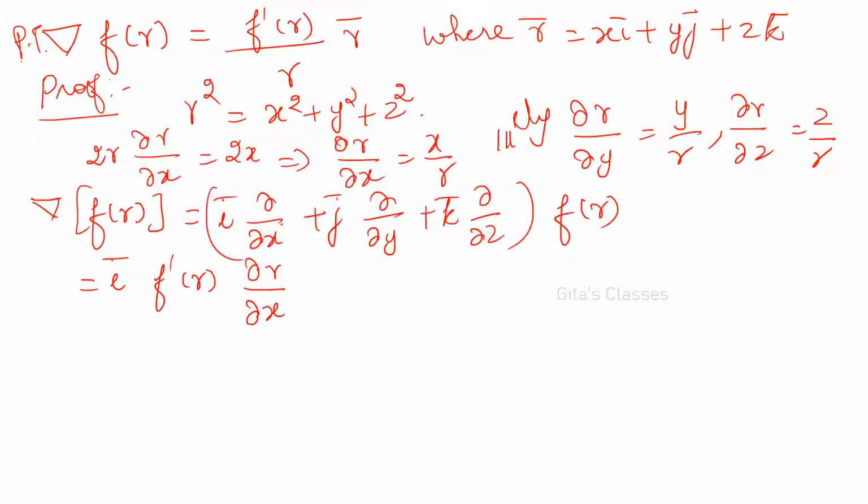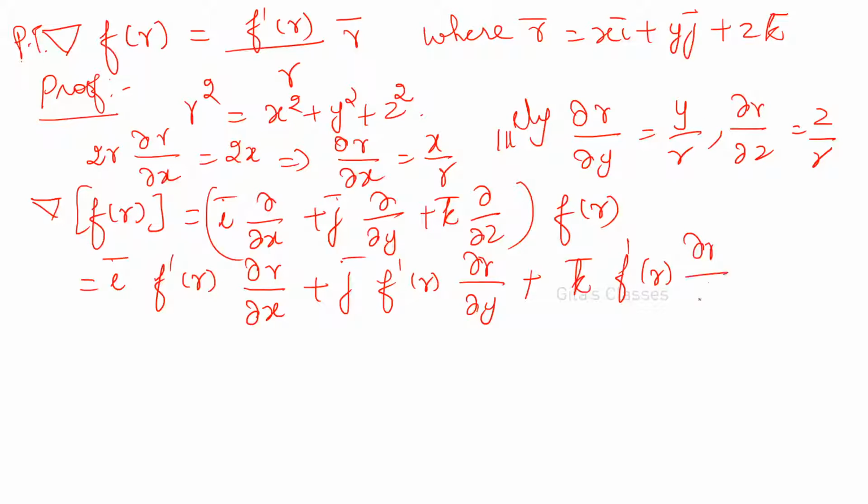I want to differentiate this partially with respect to x. We don't know what the function f is, so I am simply writing f dash of r. But we know that r is a function of x, y, z, right? So i into dou r by dou x, plus j into dou f dash of r, same thing, f dash of r into dou r by dou y, plus k into f dash of r into dou r by dou z.